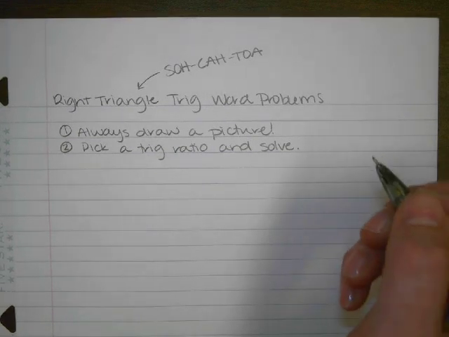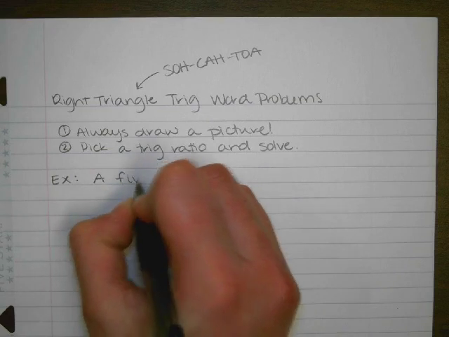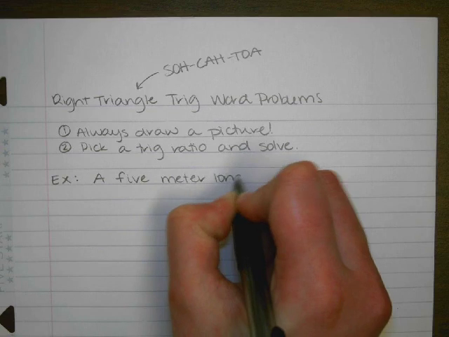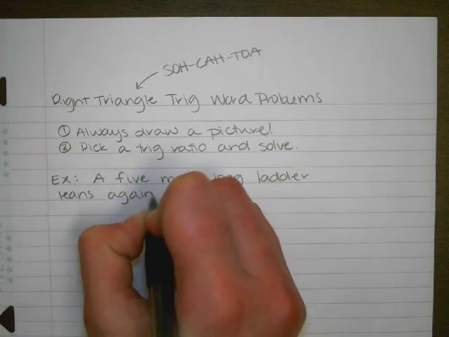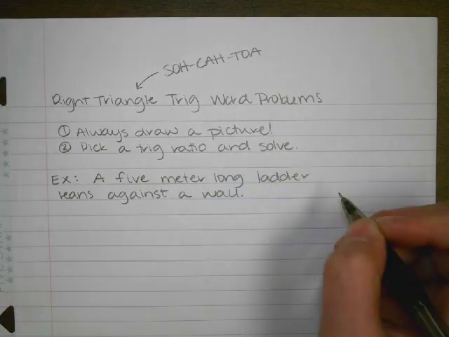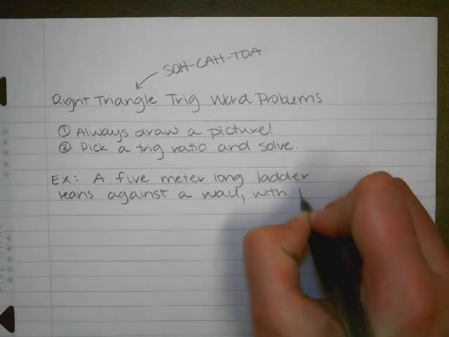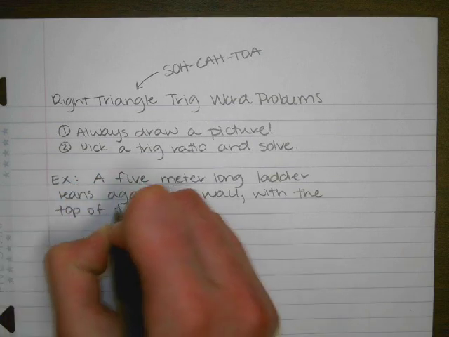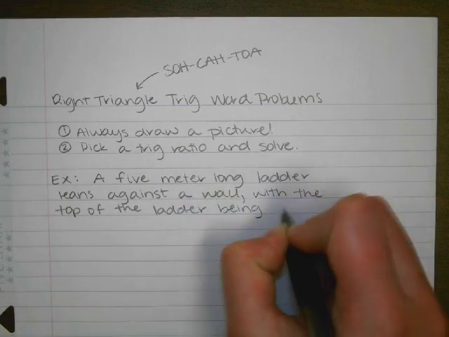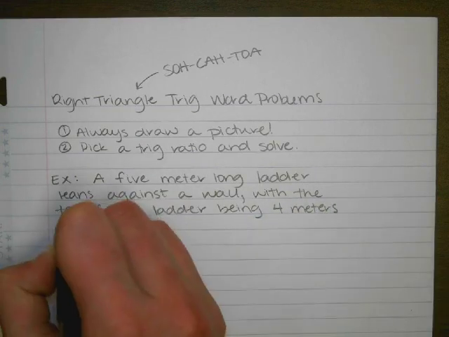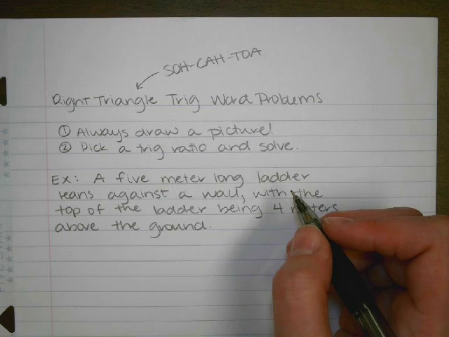All right, so for example, we're going to say a 5-meter long ladder leans against a wall, with the top of the ladder being 4 meters above the ground. What angle does the ladder make with the ground?